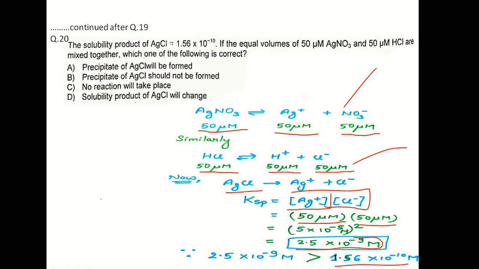So what will happen? Whenever the solubility product obtained from the various concentrations is greater than the actual solubility product, then the precipitate is formed. So correct option is option A.